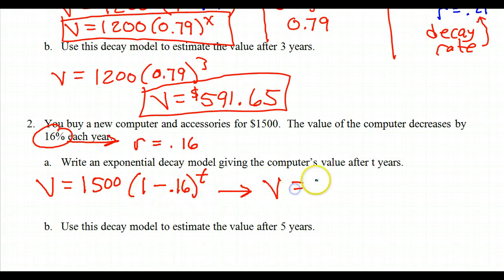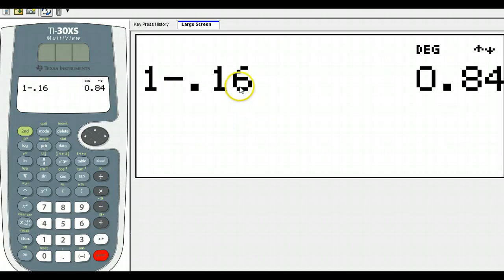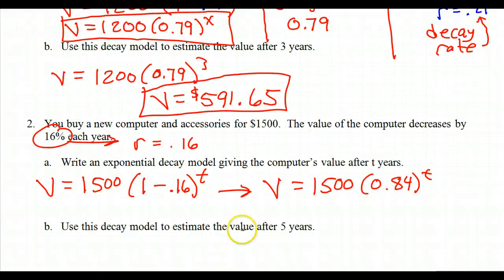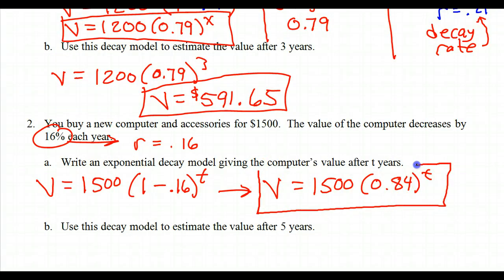So this should equal 1,500 times 0.84 to the t power, because 1 minus 0.16 is 0.84. Okay, so this is the model that would represent this situation.